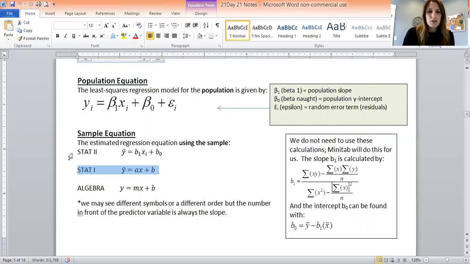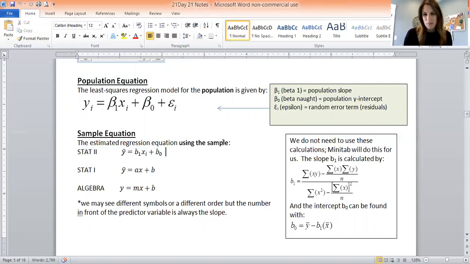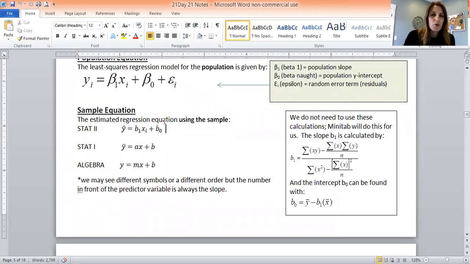Now here in Stat 2, we're going to change the equation just a little bit so it mimics the population equation a little bit more. y hat equals b1 xi plus b naught, where b naught is my y-intercept and b1 is the slope. This is getting the equation based on my sample, right? Using my sample. Okay, so you can see the calculations over here on the right. Again, we're not doing this by hand. Minitab will do this for us. I just like to show you. We may see different orders of this and different symbols, but we should all know what the equation of a line looks like and be able to interpret the different values no matter what we have.